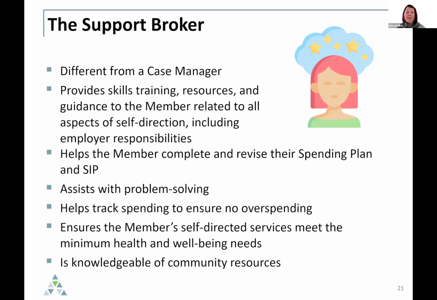They're going to help you track that spending again to ensure there's no overspending. And they're going to help you get those self-directed services to make sure your health needs are being met. They're also usually very knowledgeable about community resources, so they can help you figure out other places you could get some support.